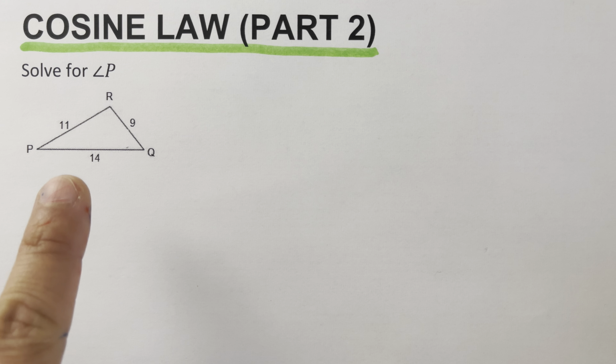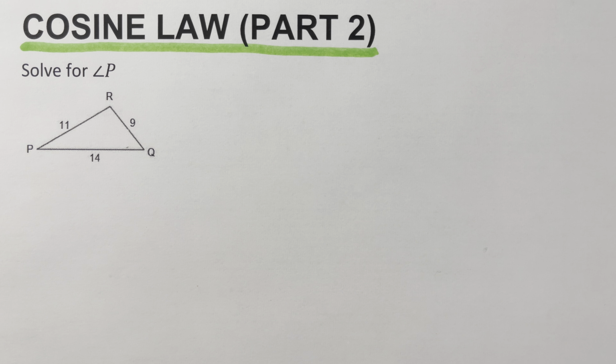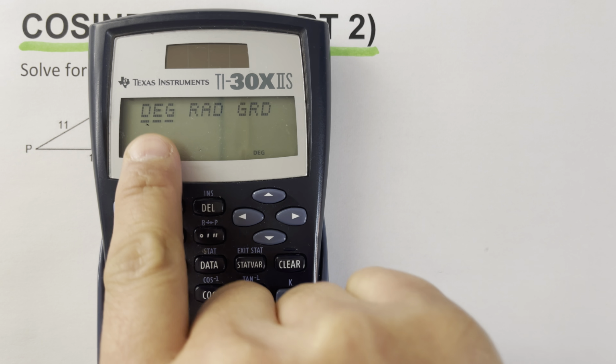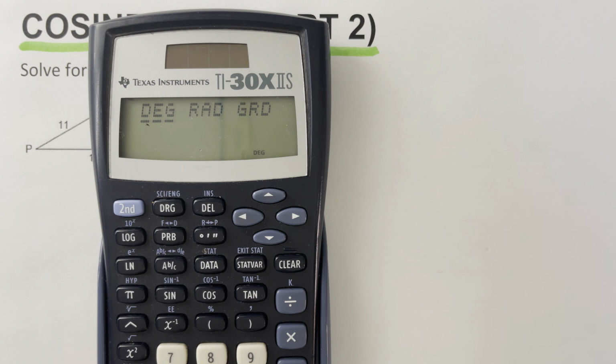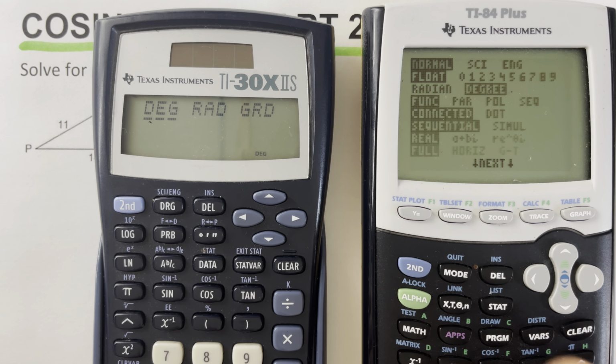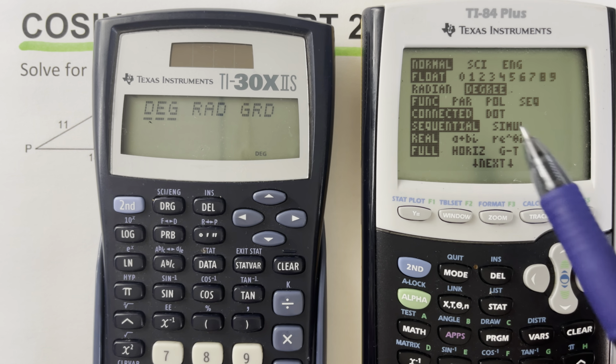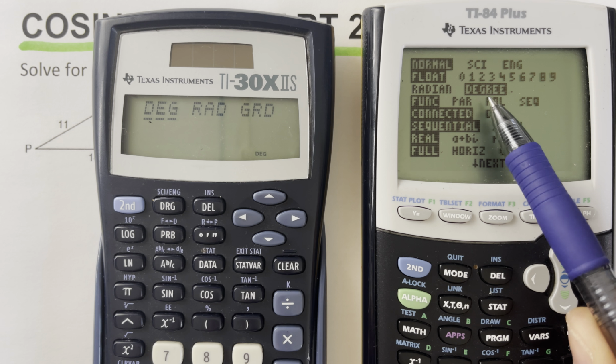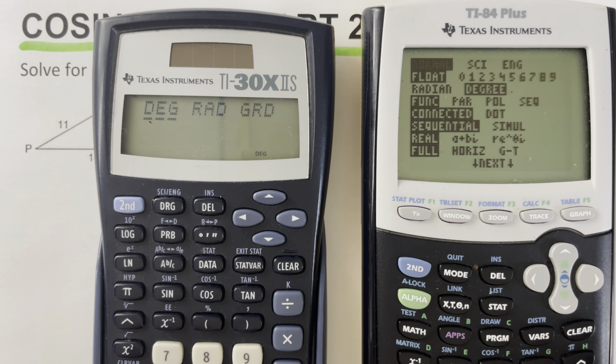Before we can solve this problem, or any problems involving the cosine law or sine law, we have to make sure that our calculator is set to degrees. If we are using the blue calculator, we can check by clicking DRG, and the degree should be highlighted. If you are using the yellow calculator, the TI-84, you hit mode, and the one that should be highlighted is degrees. If the highlighted one is radian, make sure that you shift it to degrees so that you don't get the wrong answer.